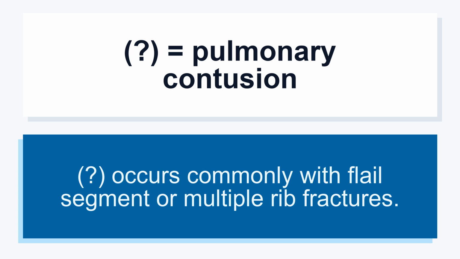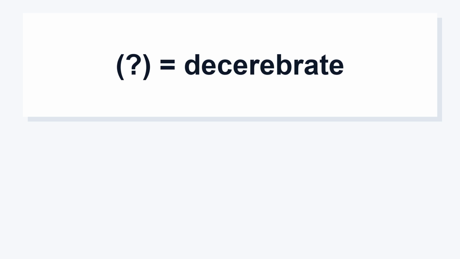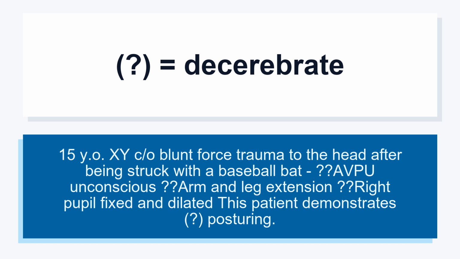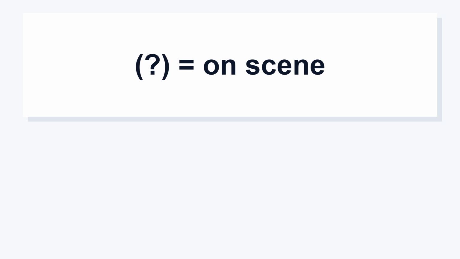Occurs commonly with flail segment or multiple rib fractures. Equals decerebrate. 15 YOM/F C/O blunt force trauma to the head after being struck with a baseball bat. AVPU unconscious, arm and leg extension, right pupil fixed and dilated. This patient demonstrates posturing, equals on scene.